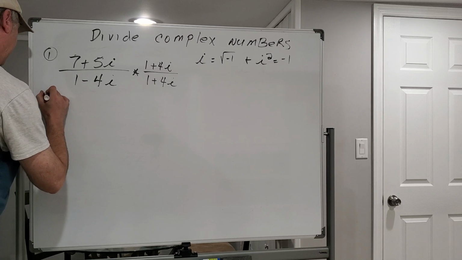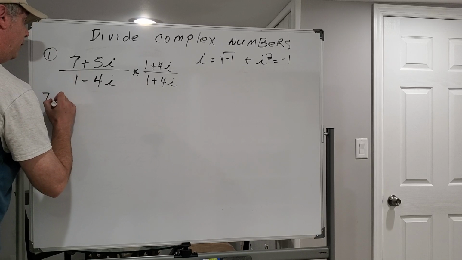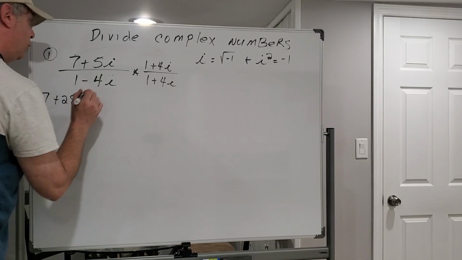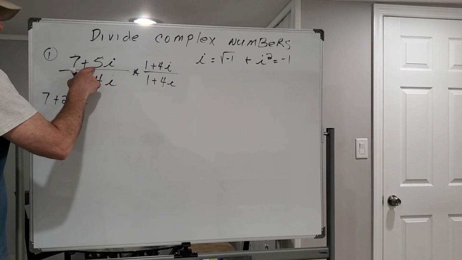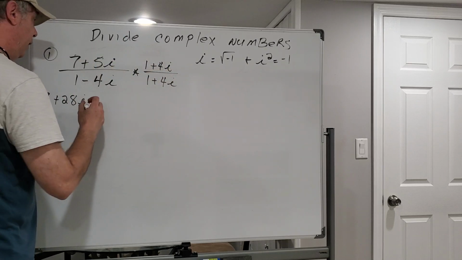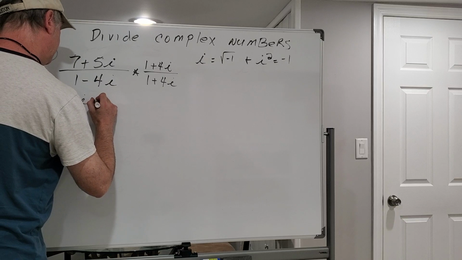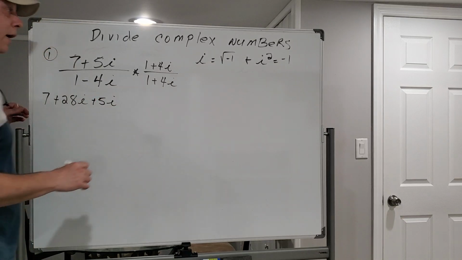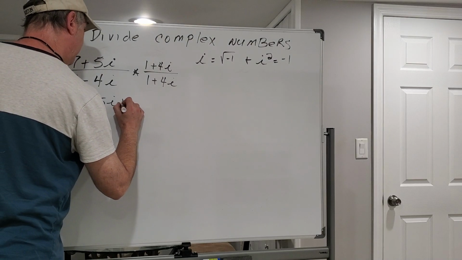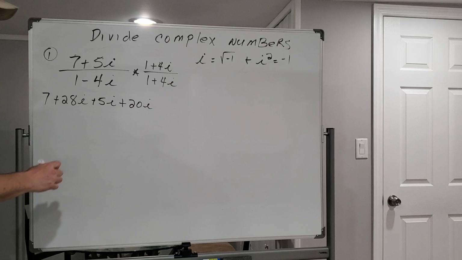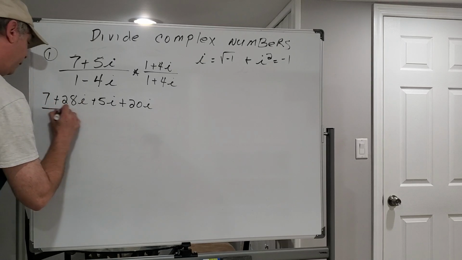So we're going to have 7 plus 28i. Then we go to the second term and we distribute that to these two terms here. 5i times 1 is plus 5i. 5i times positive 4i is plus 20i. So now we distributed the top.